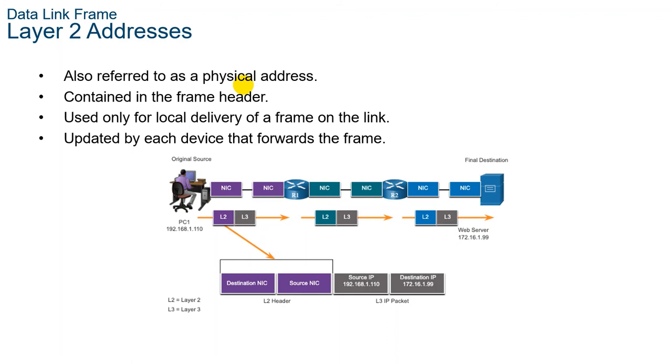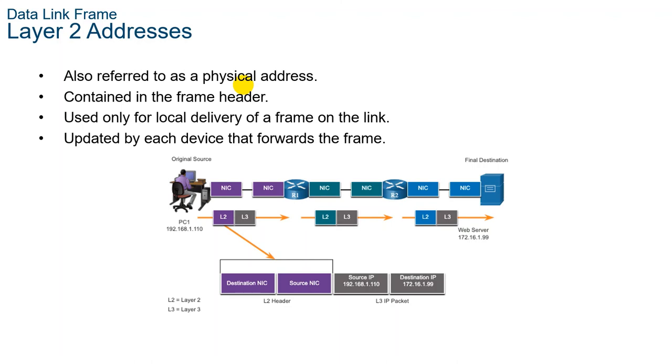So unlike layer 3 logical addresses, which are hierarchical, physical addresses do not indicate on what network the device is located. Rather, the physical address is unique to the specific device. So a device will still function with the same layer 2 physical address even if the device moves to another network or subnet. So therefore, layer 2 addresses are only used to connect devices within the same shared media. Okay? That is on the same IP subnet.